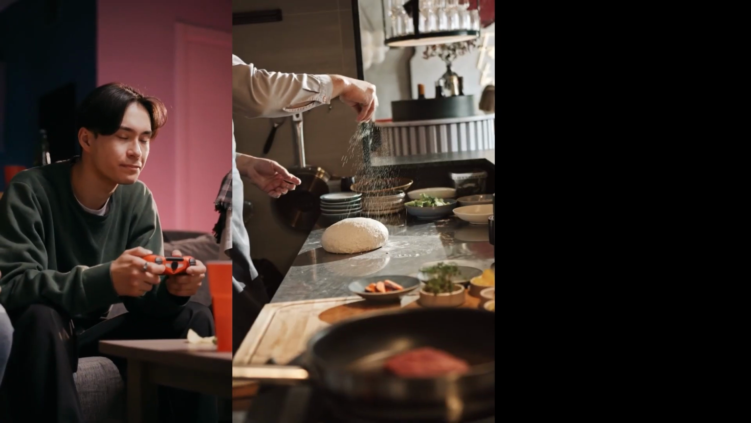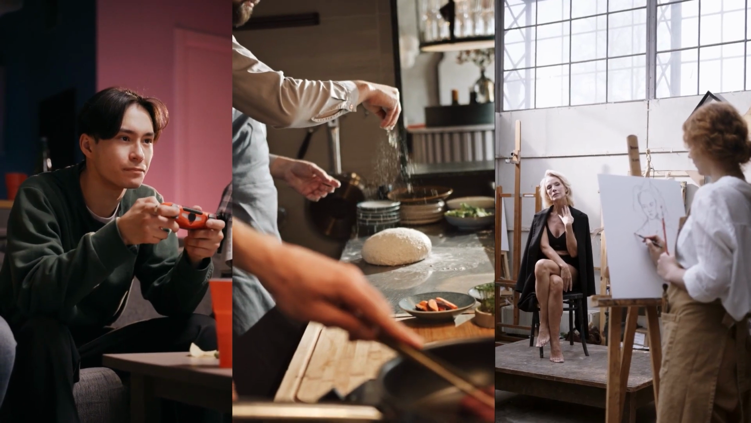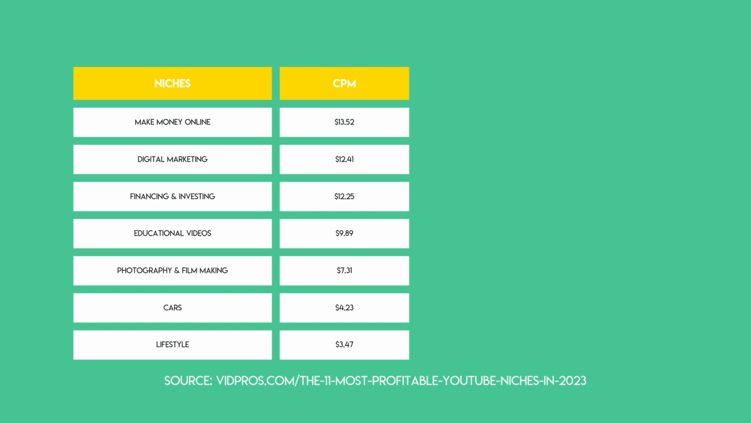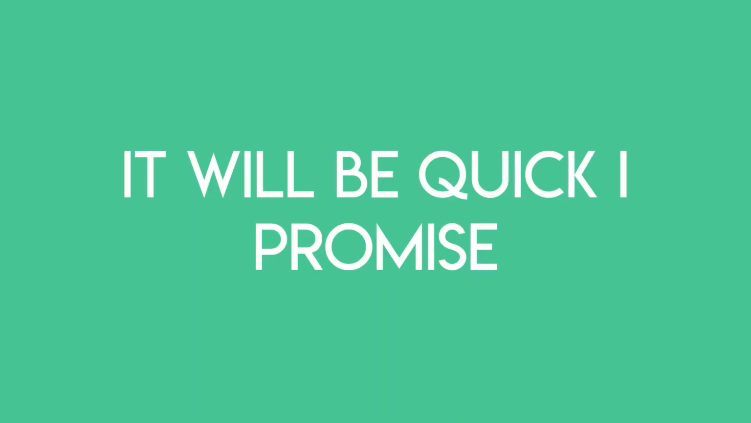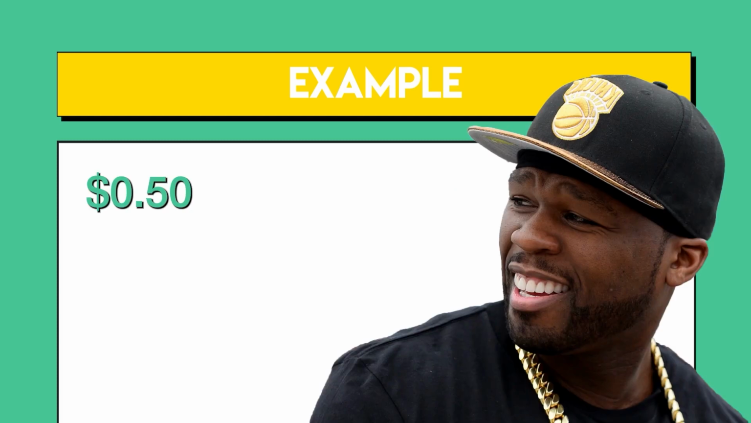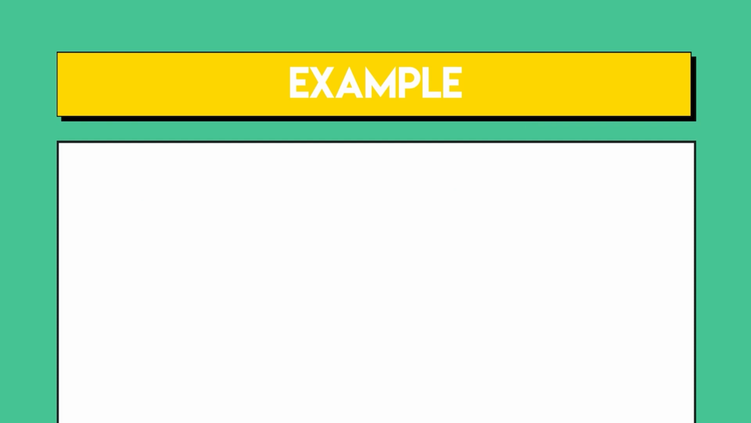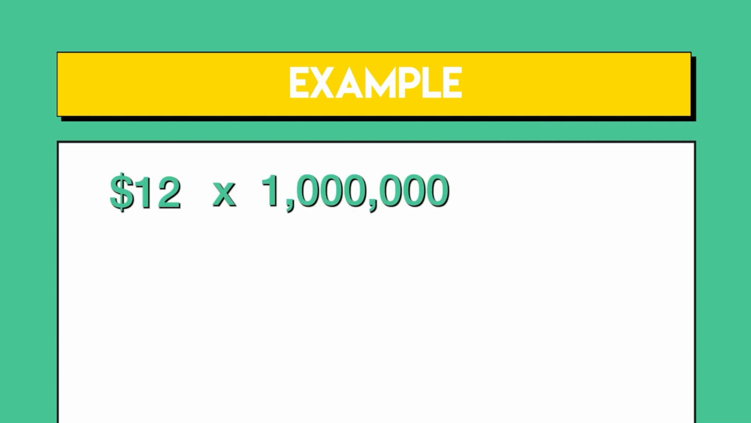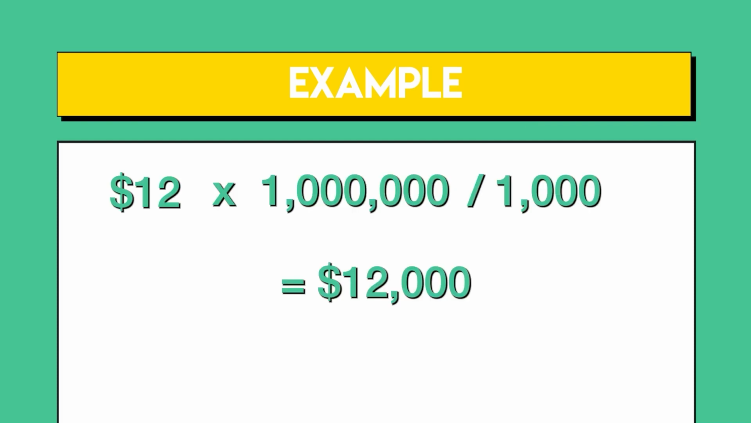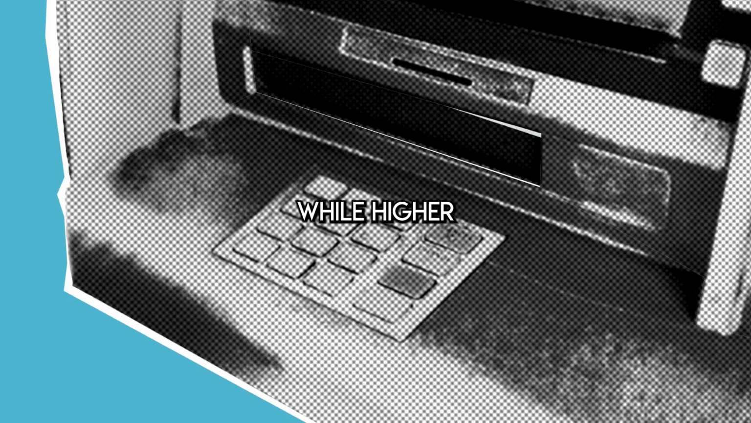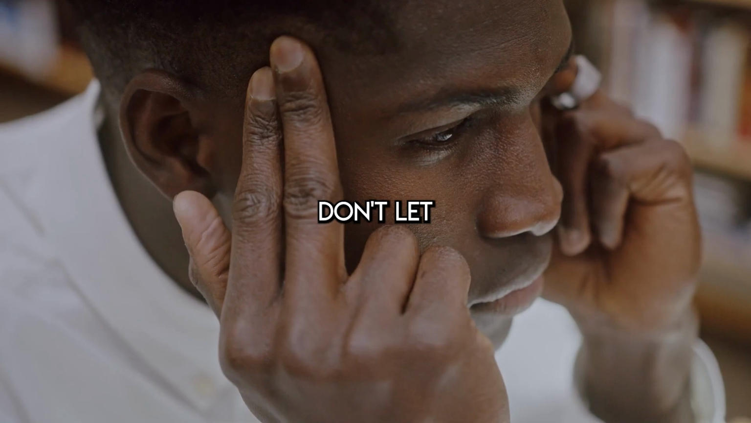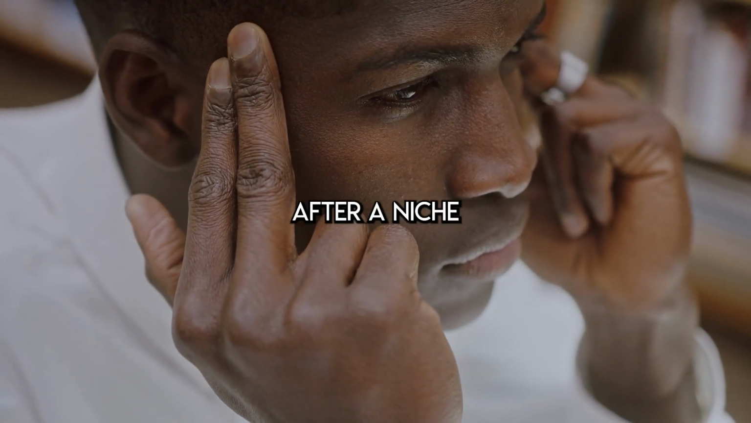Depending on the kind of content you put out and other factors, your CPM can range anywhere from 50 cents to over $12. Let's do a quick example. If you had a CPM of 50 cents, 1 million views would give you a revenue of $500. A CPM of $12 would get you a revenue of $12,000. Quite the difference, right? While higher CPMs are great, don't let this deter you from going after a niche you really like. Ad revenue is not the only way you can make money from YouTube.